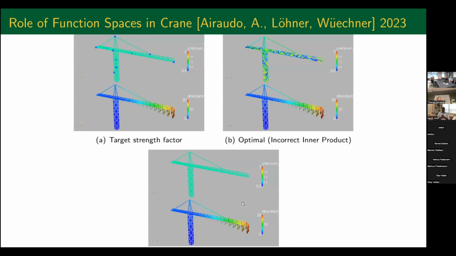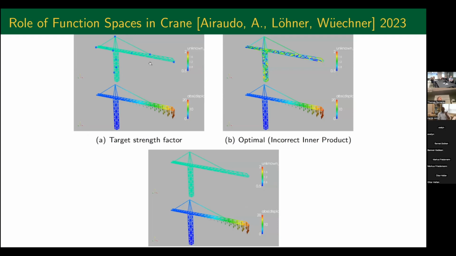So I mentioned that one has to be careful. In this crane example, the catch was, what was the problem? Let me recall it again. You had certain sensors, you're getting some sensor measurements, and you're trying to match the displacement or the strain measurements that you're receiving subject to certain elasticity equation as constraint.